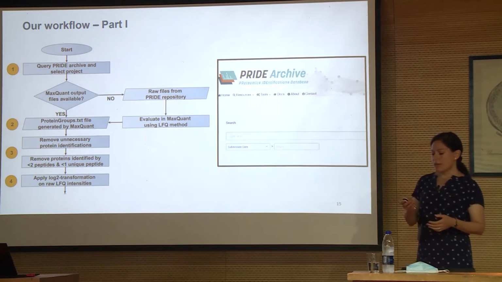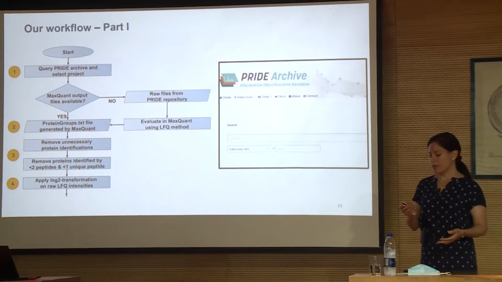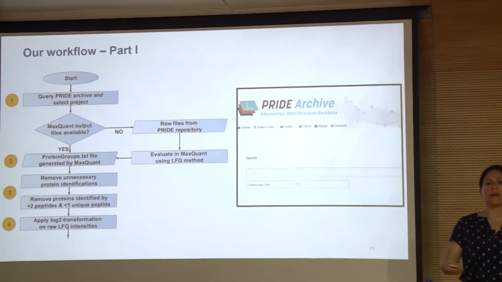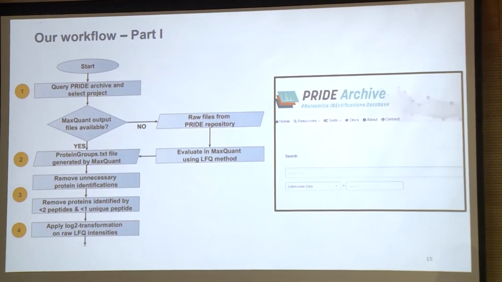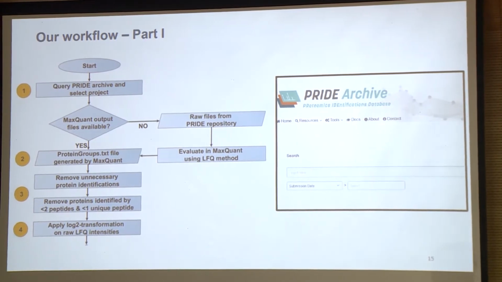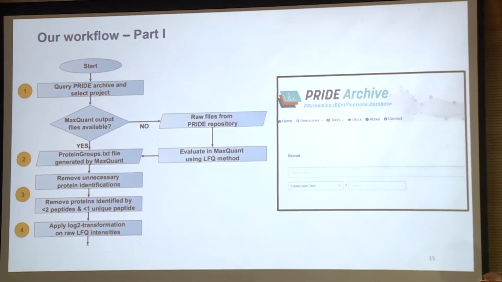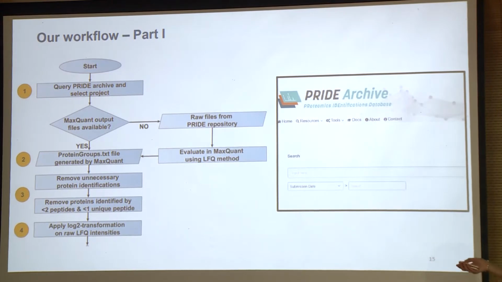And then it does what you always do with Perseus: you take out the contaminants, everything that was identified by site. If you want to take out everything that was identified by only one peptide, the workflow will exclude it, and it will transform the data into log2. This is all done automatically.